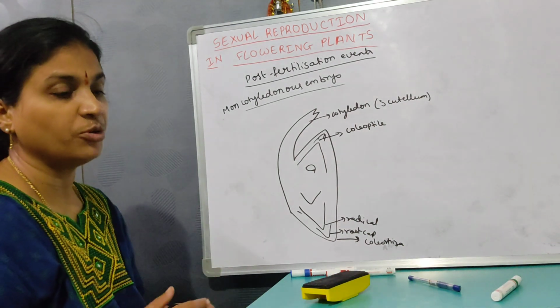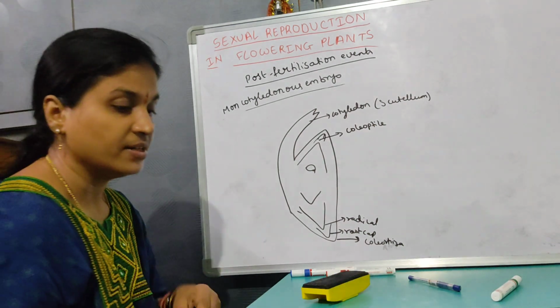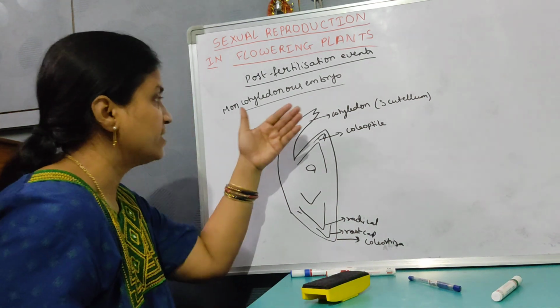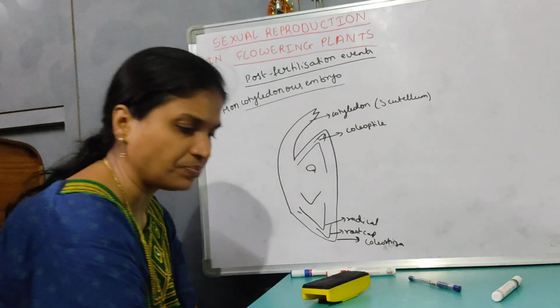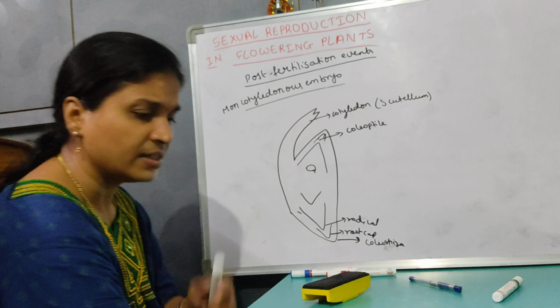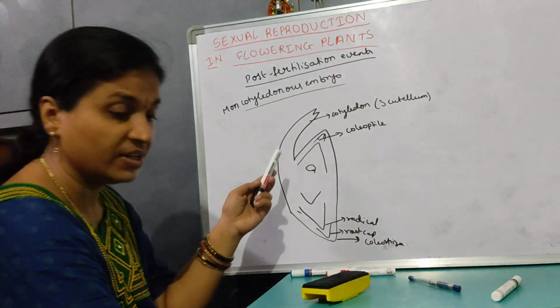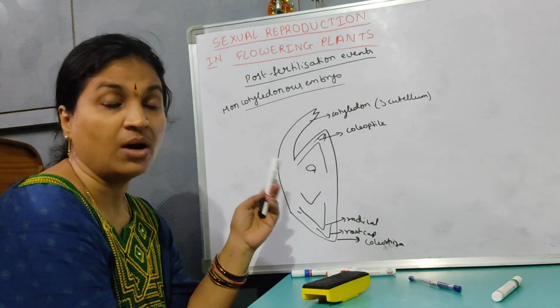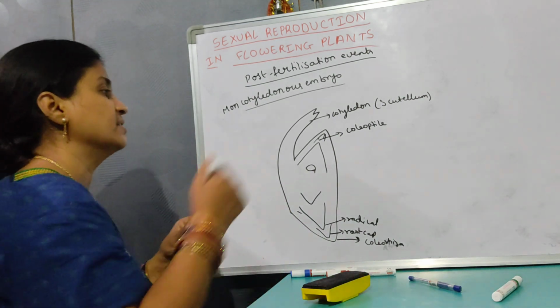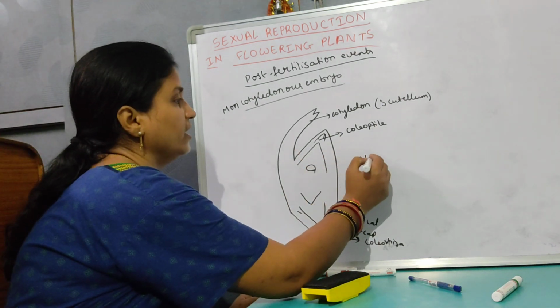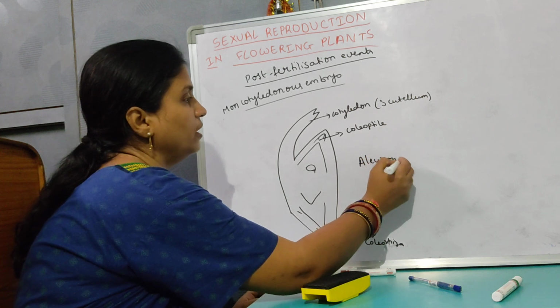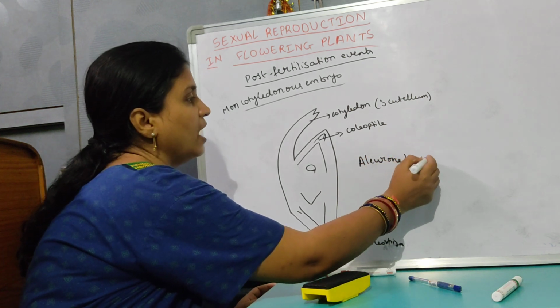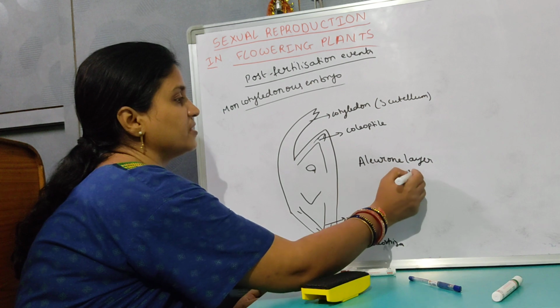So here there is no radicle and plumule. Here it is the epicotyl and hypocotyl. It has the coleoptile and the coleorhiza. And the outer covering of the endosperm is called the aleurone layer, which is highly proteinaceous.